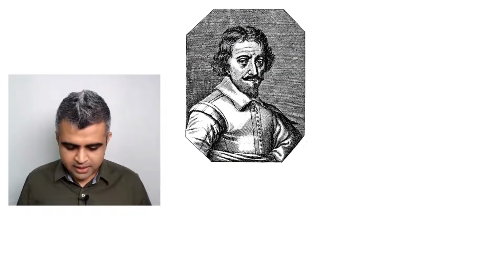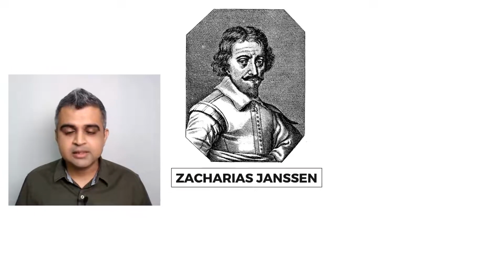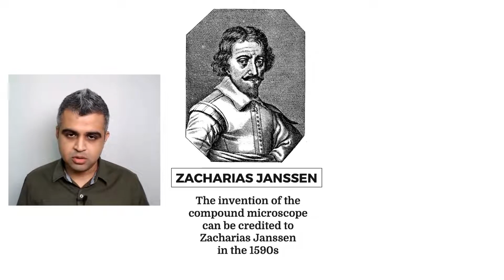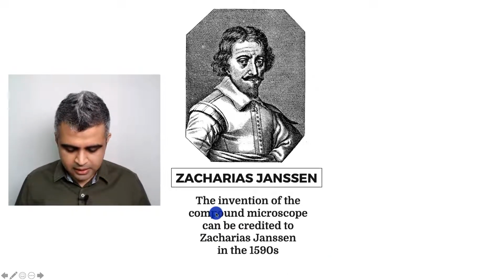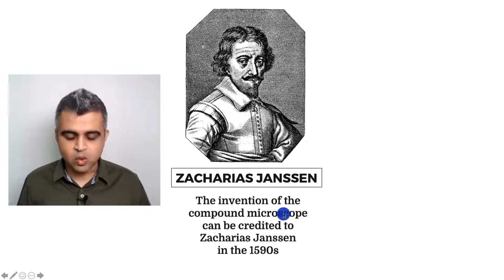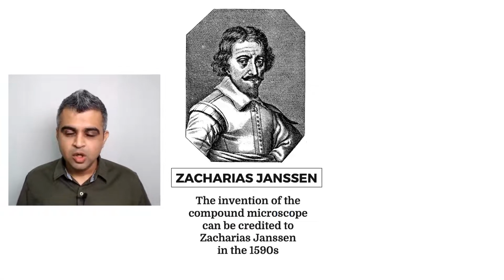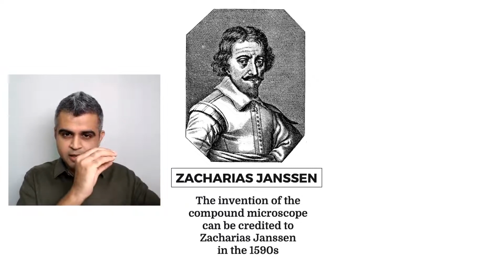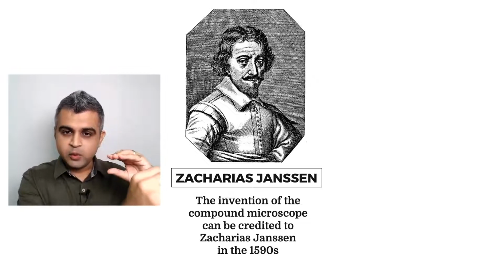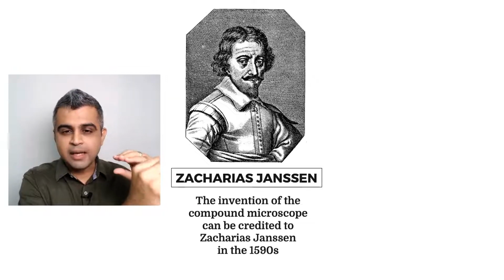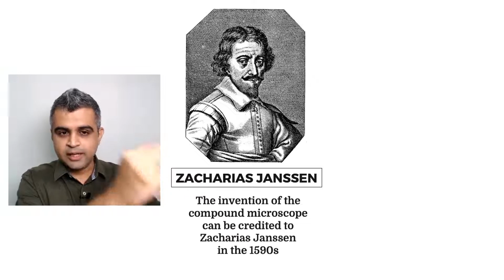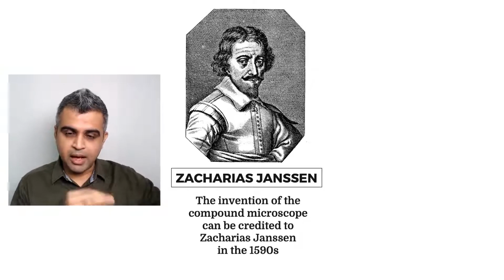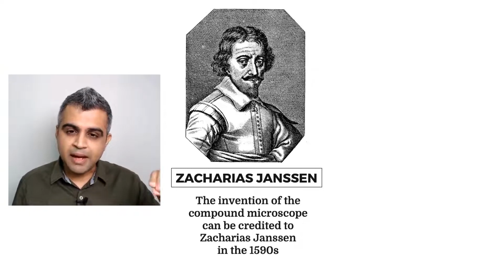Then came this guy, Zacharias Janssen. Zacharias Janssen was also a Dutch optician, and he is credited with the invention of the compound microscope in the 1590s. If you know a little bit of optics, you would know that if you were to take a telescope and simply invert it, it will have very slight microscopy abilities. The idea is that a telescope makes something which is far away appear bigger, and if you were to just reverse the optical design, it will magnify something which is quite close.